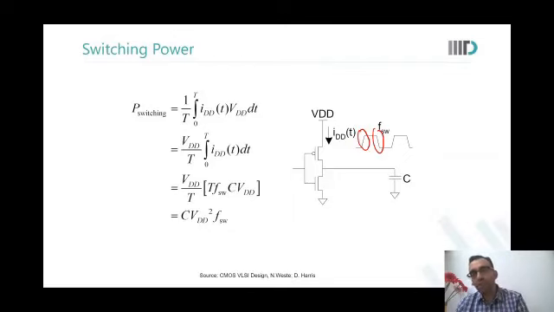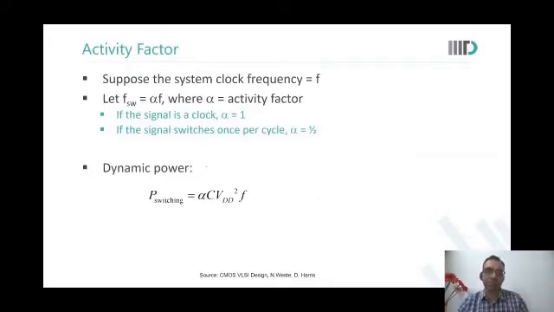So what does this P_sw represent? It represents the frequency multiplied by alpha, where alpha is the activity factor. For a clock signal, alpha is equal to 1 because the clock toggles 0 to 1 and 1 to 0 in every cycle. But if there is a signal that switches only once per cycle, alpha would be 1/2.